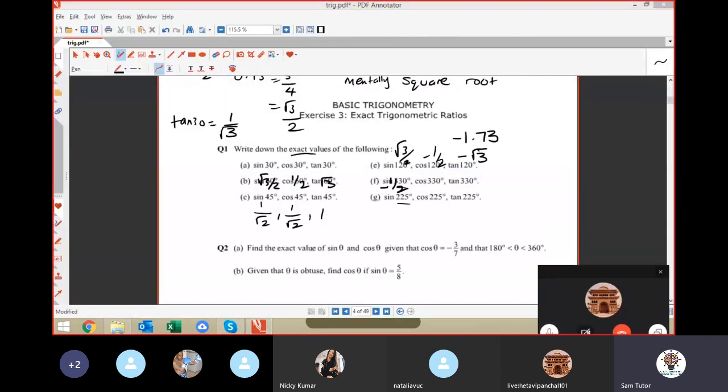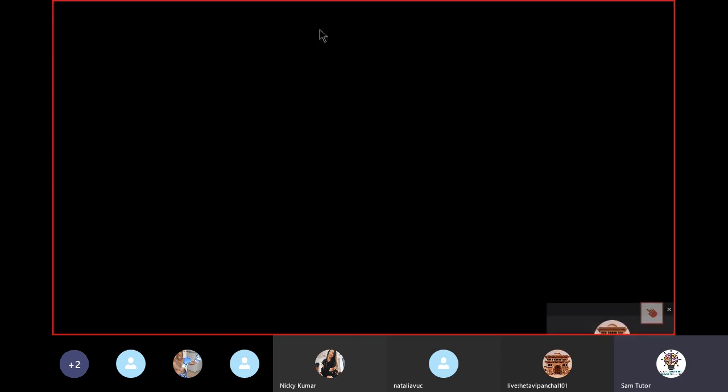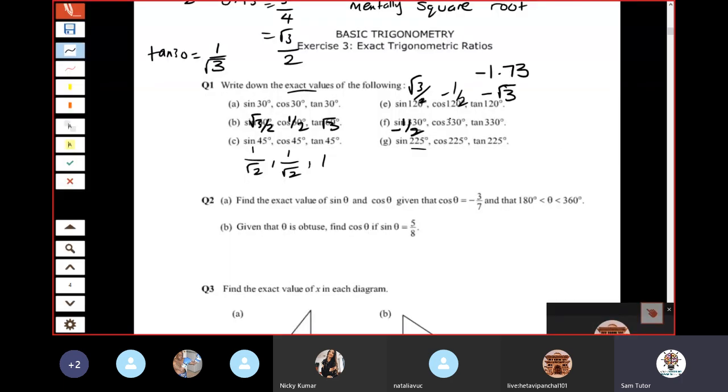Let's get back to this. So, where were we? Cos 330. What do you get? I got root 3 over 2. Correct. And tan 330? Negative 1 over root 3. Negative 1 over root 3. Perfect.